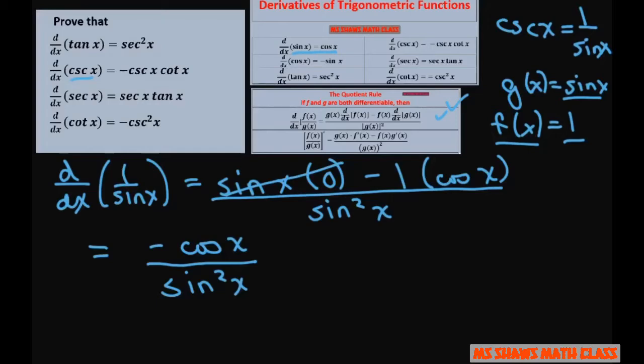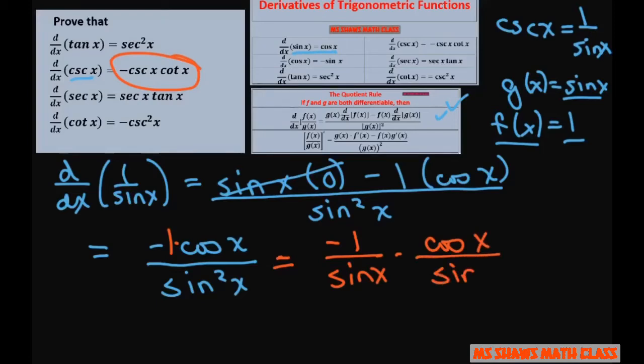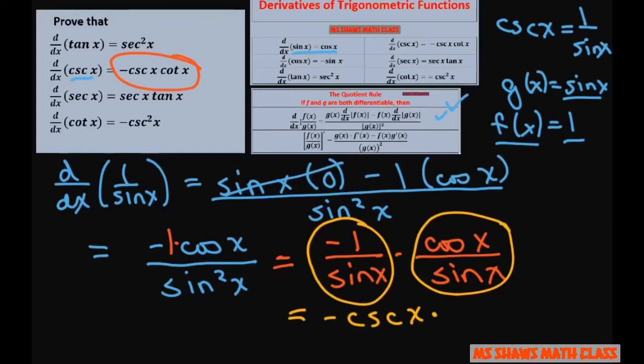Now, when you're trying to prove something, you always kind of look at what we have. So I can put a 1 here and split this up. So this would be negative 1 divided by sine of x times cosine of x divided by sine of x. So I'm just expanding this, and this is going to give you negative cosecant of x, and this is going to be cotangent of x.